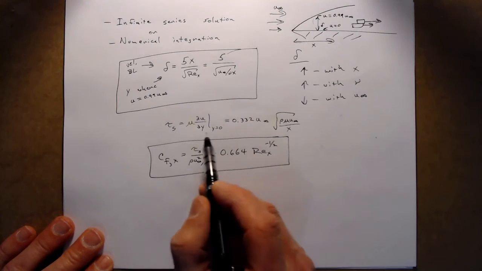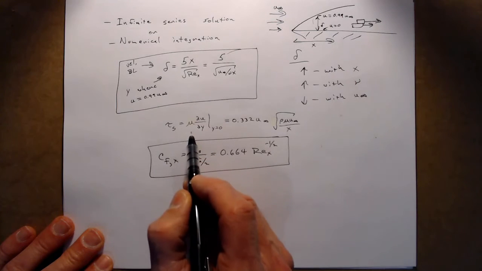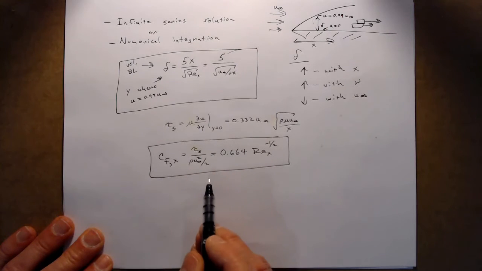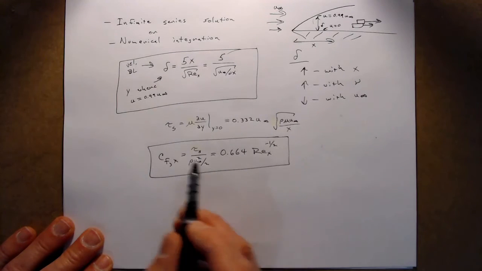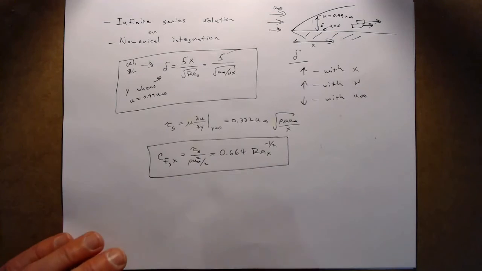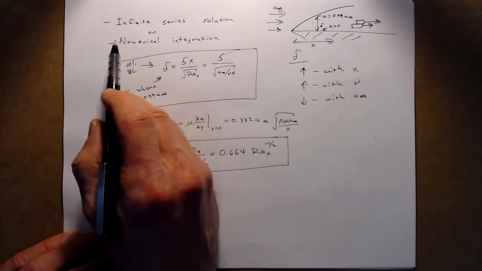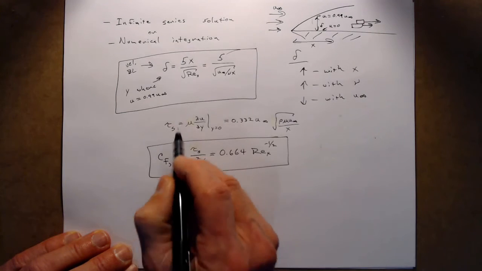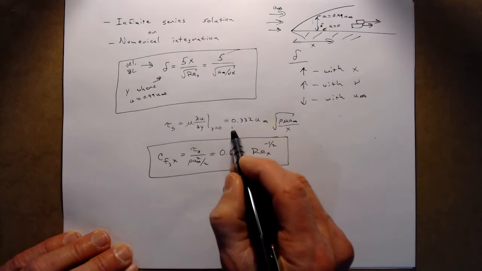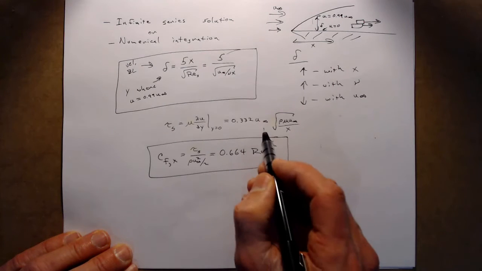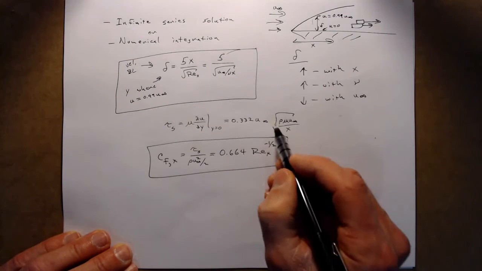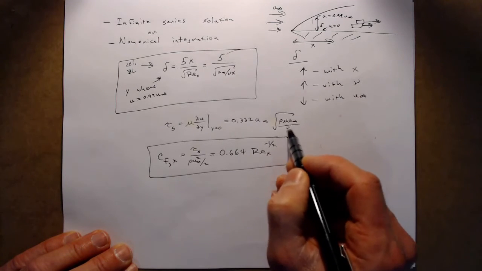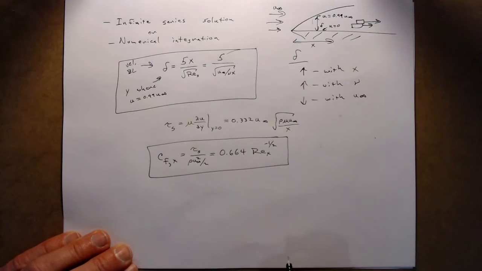And we remind ourselves from fluid mechanics, shear stress is given by the dynamic viscosity times the gradient in velocity with respect to y. And this solution, series solution and numerical integration tells us that the shear stress at the surface is 0.332 times the free stream velocity times the square root of density times dynamic viscosity times free stream velocity over x.